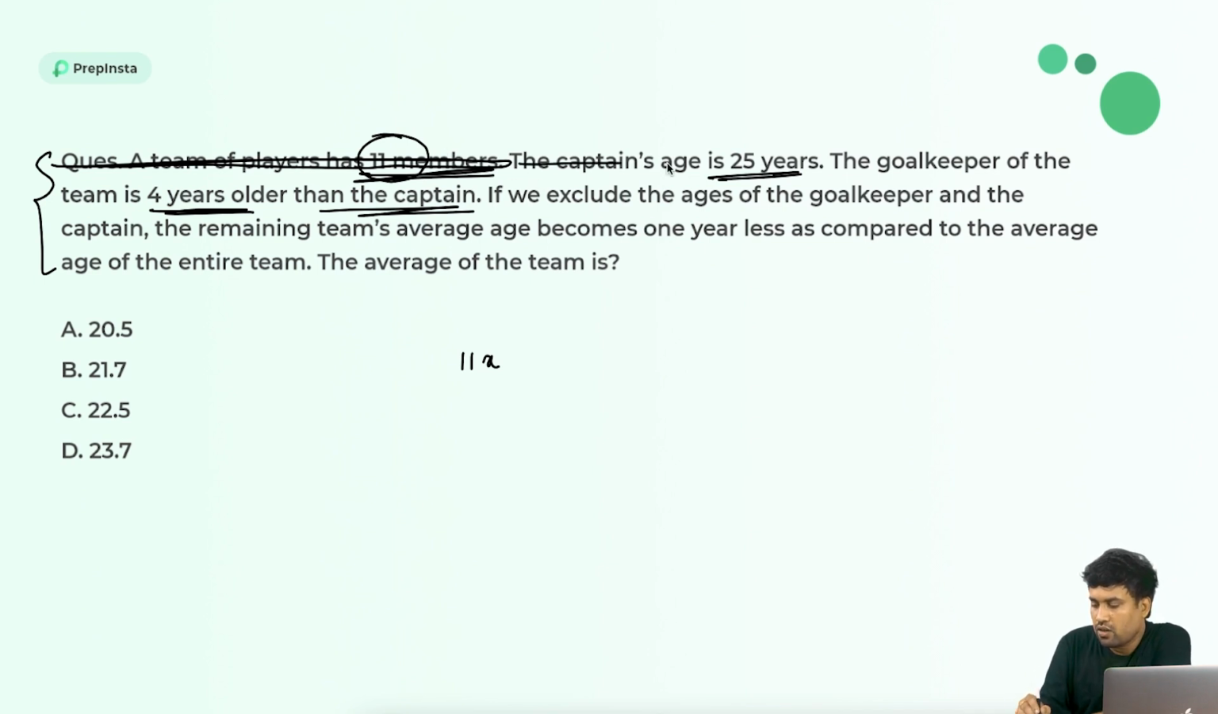So just look into the next one. The captain's age is 25 years. The goalkeeper of the team is 4 years older than the captain, so the goalkeeper's age is 29 years. Why? Because 4 years elder means plus 4 years. Okay, so see, I have written only 3 lines. It's very easy. I don't even have to read those 2 lines of data again. Next, if we exclude the age of the goalkeeper and the captain.